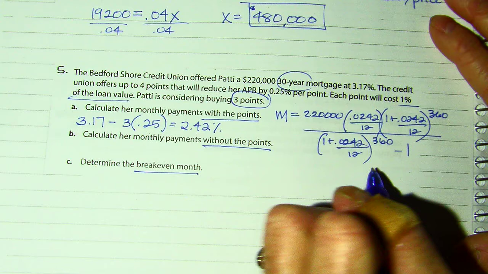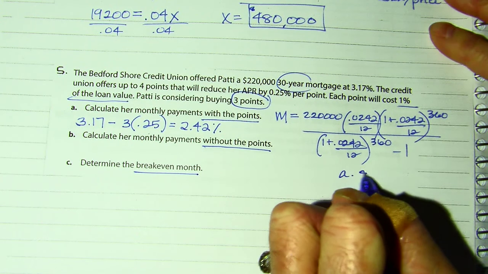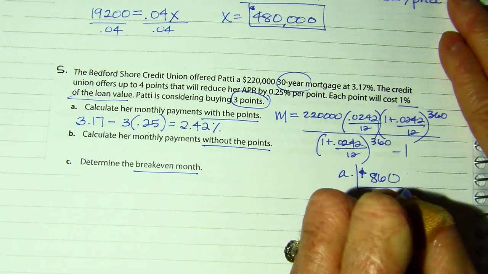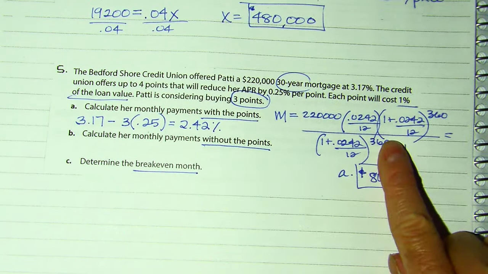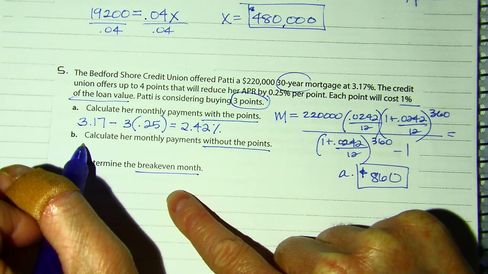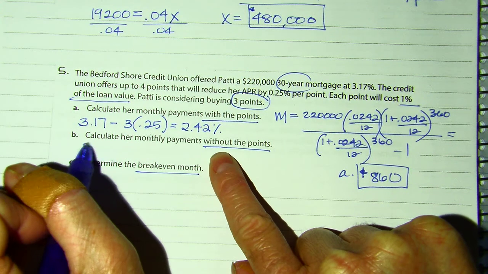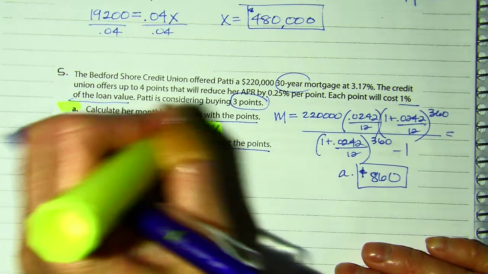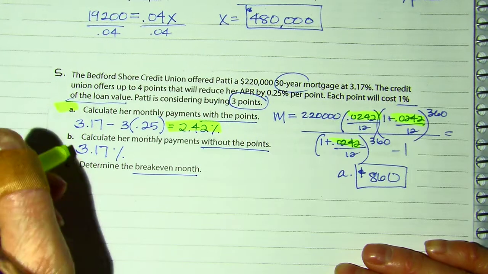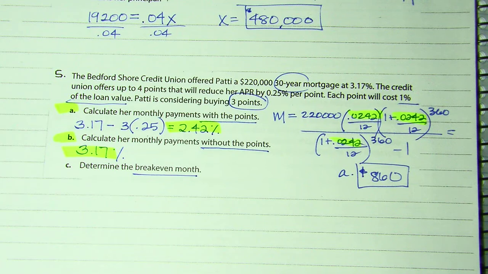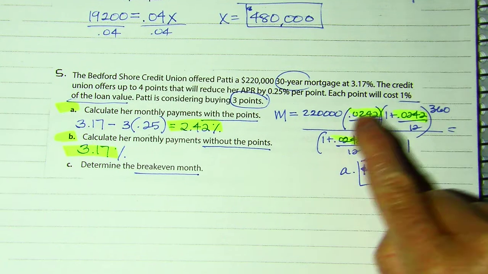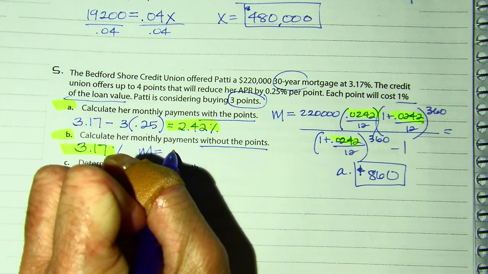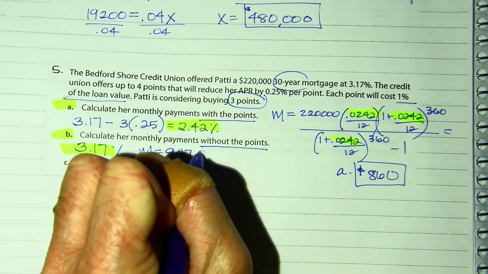So for part A, I got that her monthly payment would be $860 when I entered all of this. Now for part B, I'm going to calculate her payment without the points, meaning the 3.17%. So for part A, I'm using the discounted rate. For part B, I'm using the 3.17. Same formula. I'm just going to change the 3 to 3.17, and I get a monthly payment of $947.87.